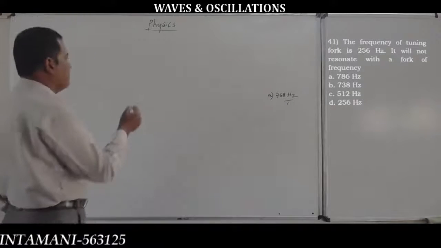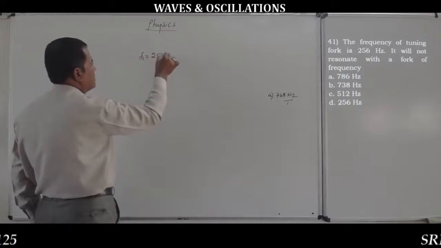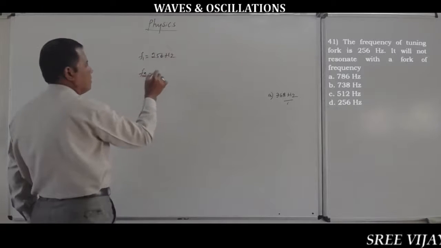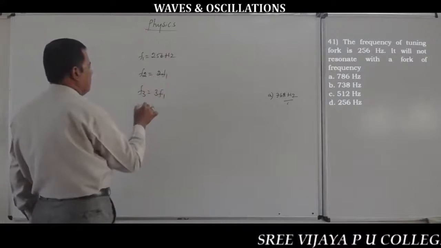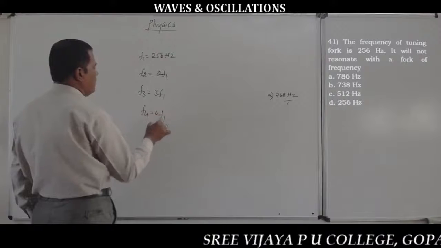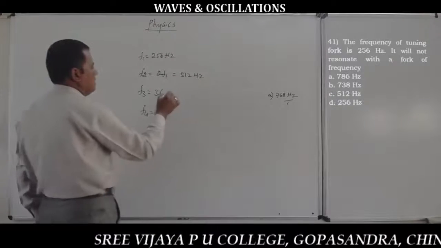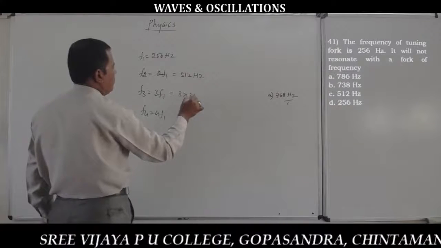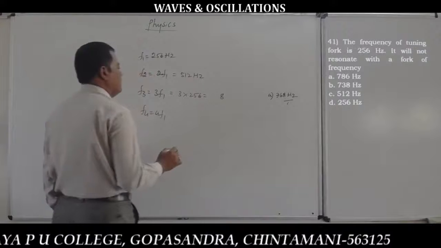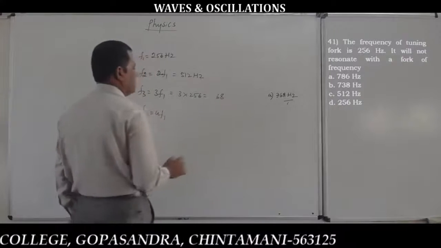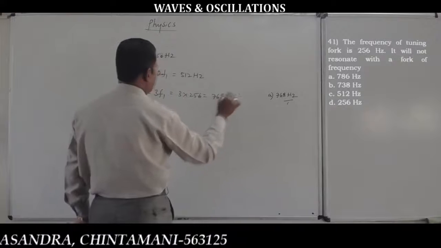So now initial frequency. Let me consider F1 is 256 Hz. F2, the next harmonic, is twice F1, F3 is thrice F1, F4 is 4 F1. F2 becomes 512 Hz. F3 is nothing but 3 into 256. So 3 into 6, 18, 3 into 5, 15 plus 1, 16, 3 into 2, 6, so 768 Hz.